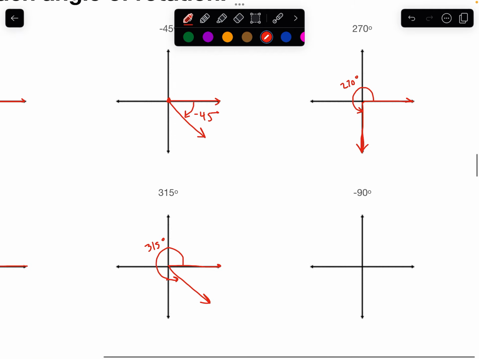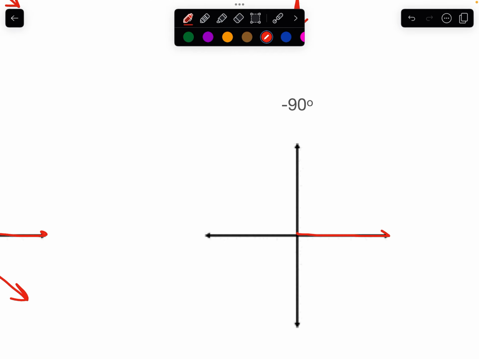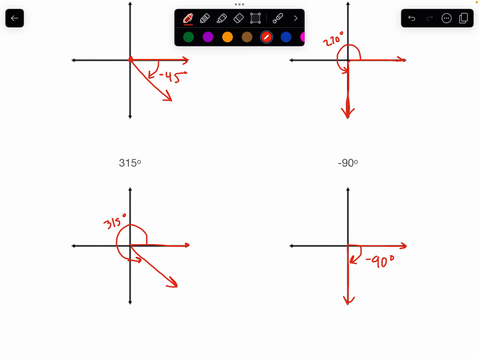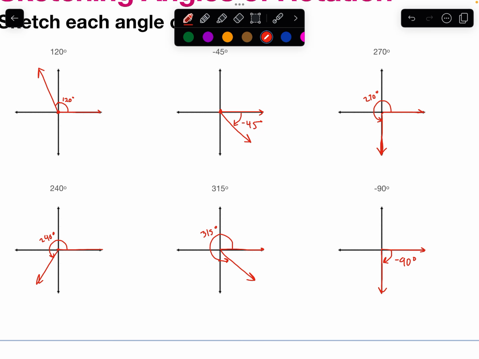Last one, negative 90 degrees. Here's our initial side, rotating down because it's negative. Negative 90 would take us right there. Here is negative 90 degrees. The idea is not to be perfect. The idea is to be close enough.